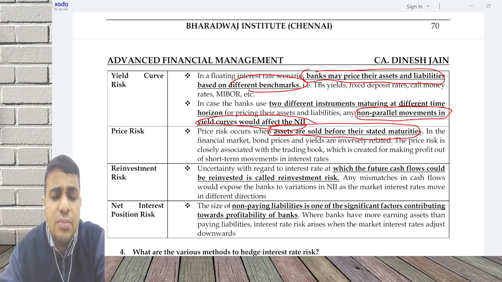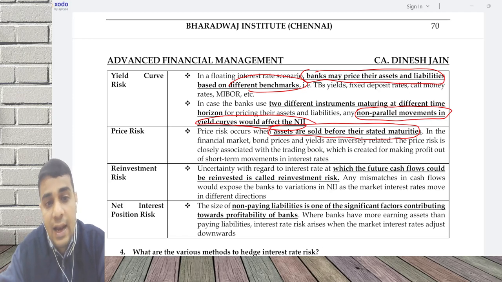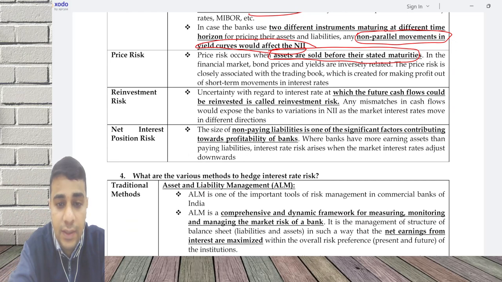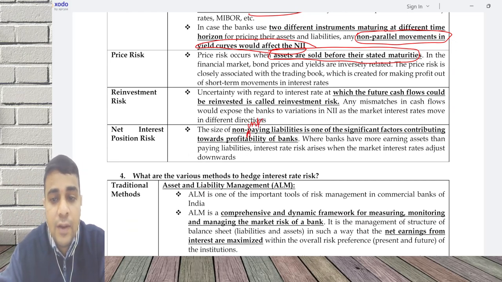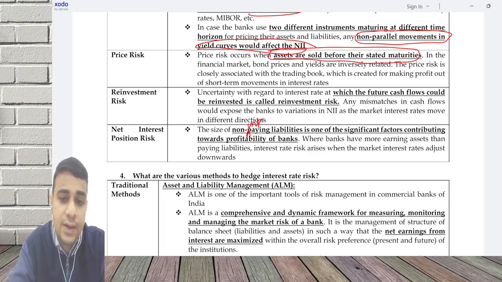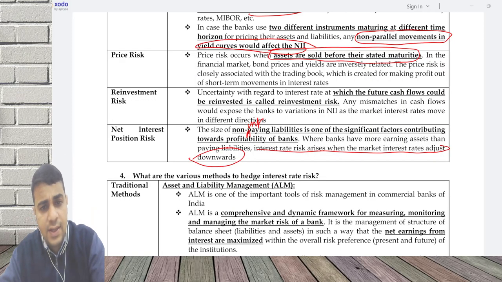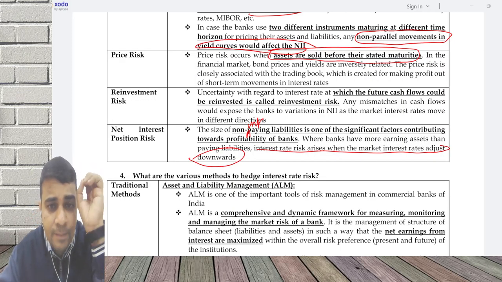This is similar to the element which we saw, which is your gap exposure, because your current account is a non-interest rate sensitive liability. When I say current account of my customers, the size of non-interest, it should be non-interest, not non-paying. Non-interest paying liability, where banks have more earning asset. Interest rate risk arises when market interest rates adjust downwards. If there's a downward adjustment, it is going to be impacted. So we learned what are the various risks associated with interest rate.